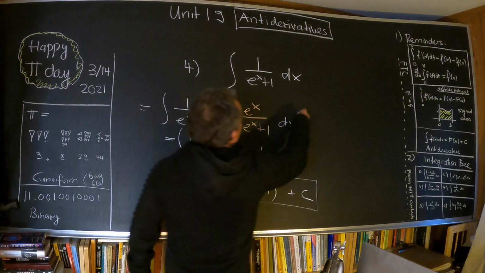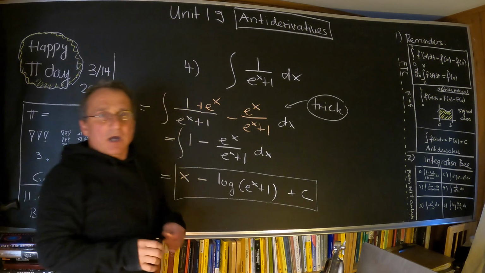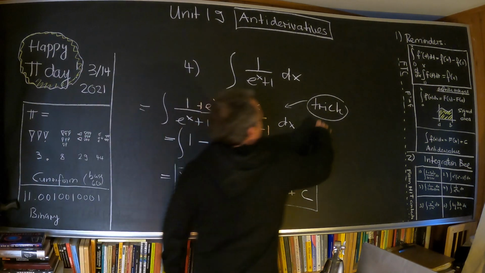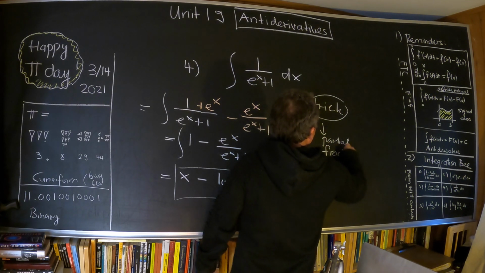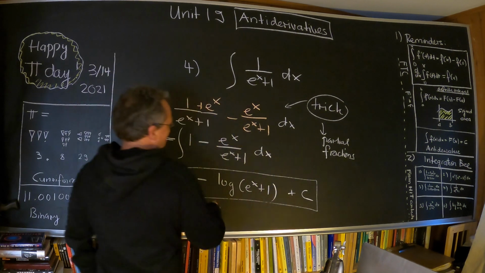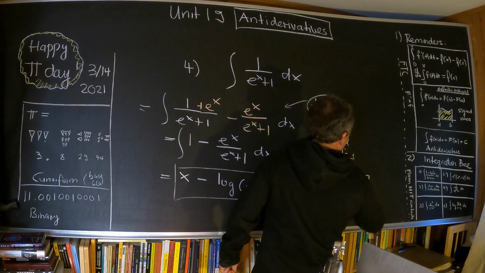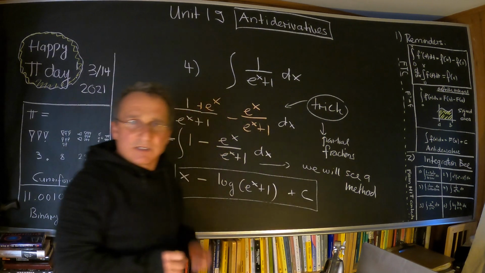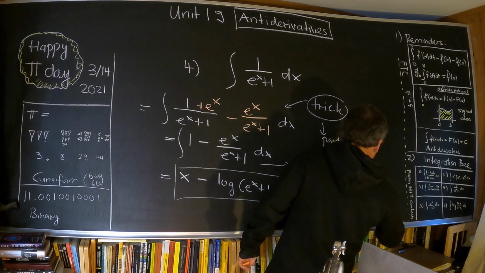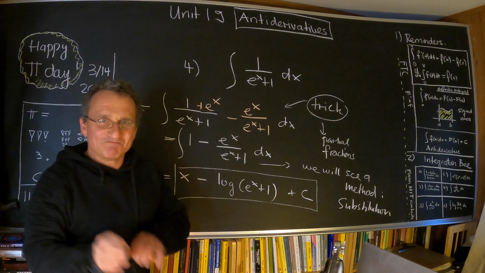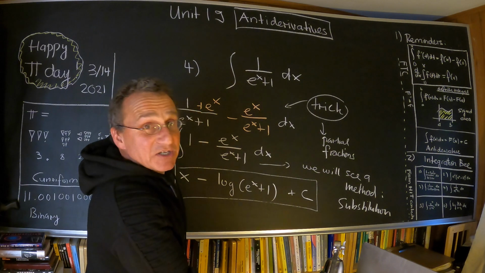So that's a trick here, which actually becomes a method, the partial fraction. And this, we will see, is a method to deal with this, the method of substitution. For now, that's definitely too hard. The other one, let's look at.